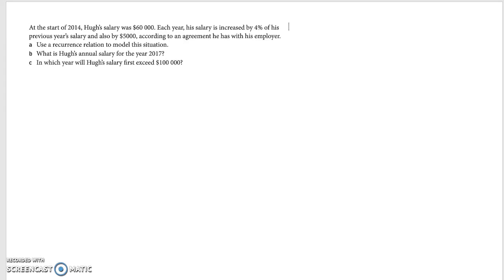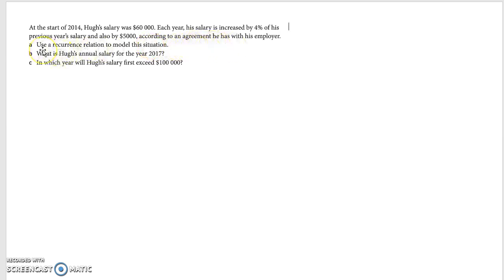This is question 25 from exercise 5.5 and 5.6. Over here, we're given a question about salary, and we are told that at the start of 2014, it is $60,000, and every year it is increased by 4% of the previous year's salary, and also by $5,000. Now, this order here is very, very important. According to an agreement he has with his employer.